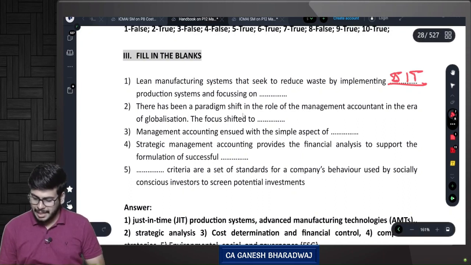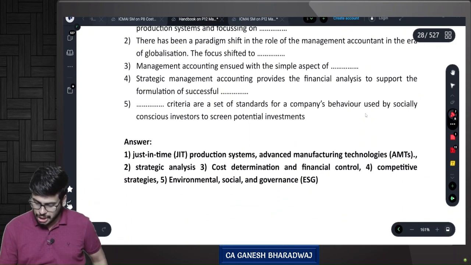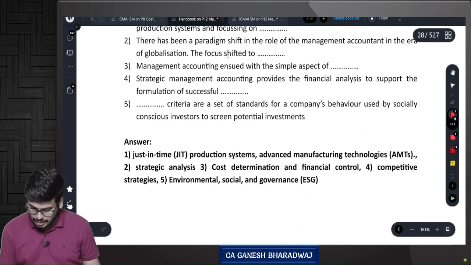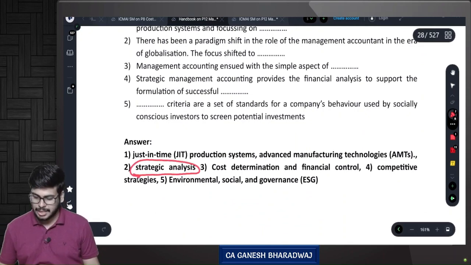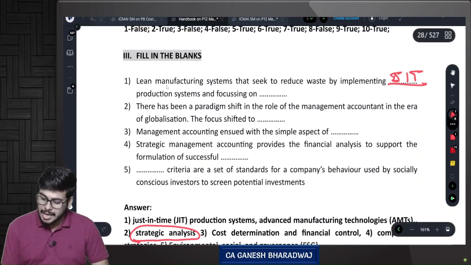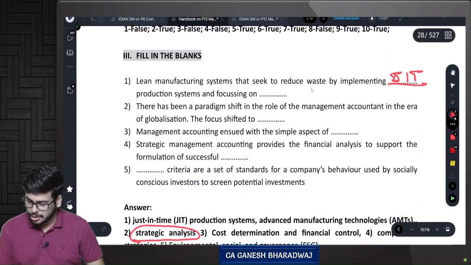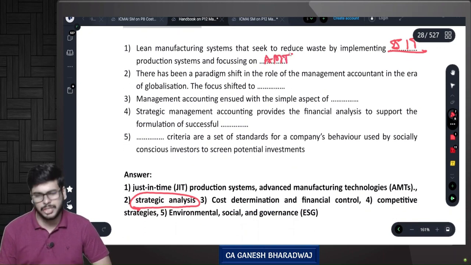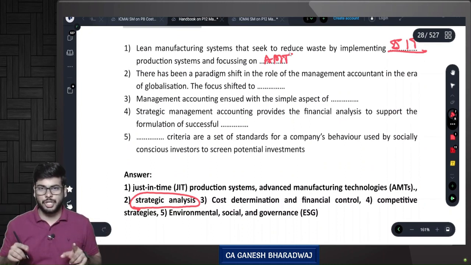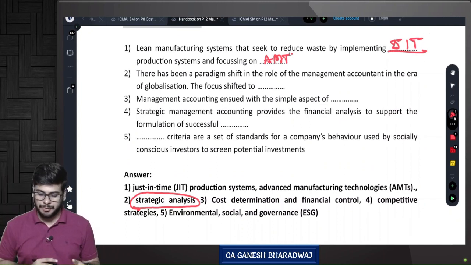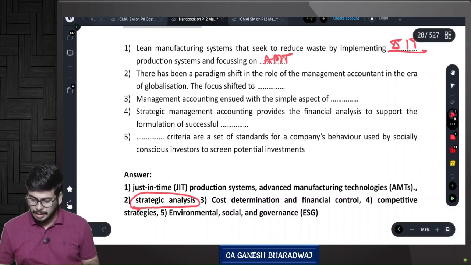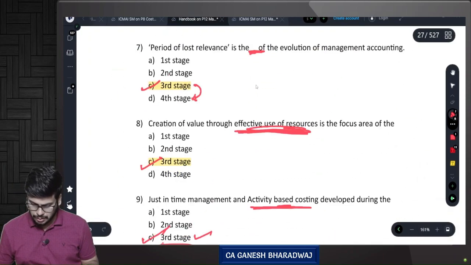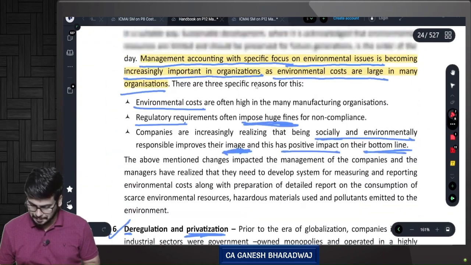There has been a paradigm shift in the role of the management accountant in the era of globalization. We saw that the focus has shifted towards strategic analysis right now. Okay, I think I have not finished this. Lean manufacturing systems that seek to reduce the waste by implementing the JIT production system and focus on what? Advanced management technologies. So we saw this line earlier. I showed this to you. Lean manufacturing system towards advanced manufacturing technologies. One second, if you want, I will show it to you once again.